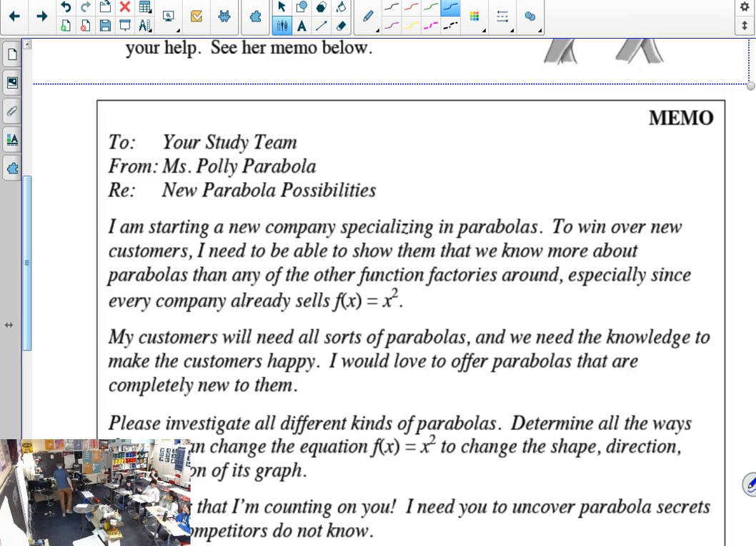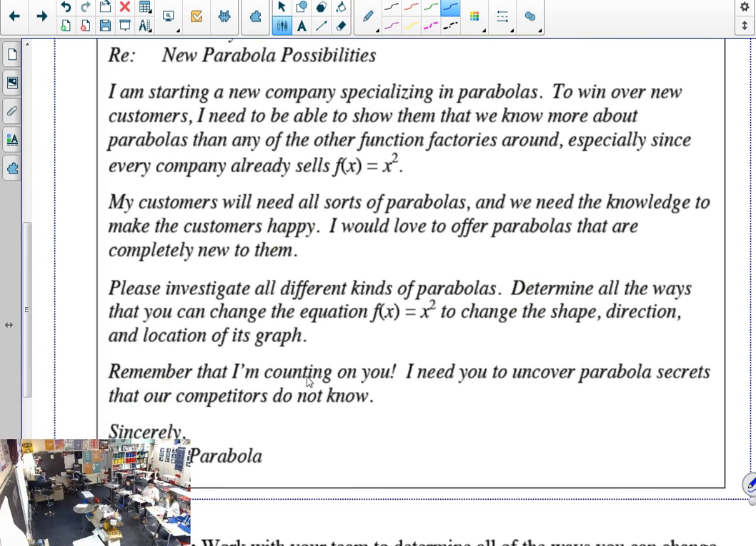Please investigate all different kinds of parabolas. Determine all the ways that you can change the equation f of x equals x squared to change the shape, direction, and location of this graph. Remember that I am counting on you. I need you to uncover parabola secrets that our competitors do not know.